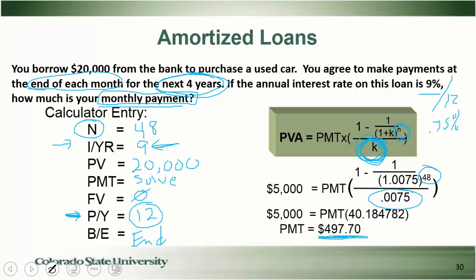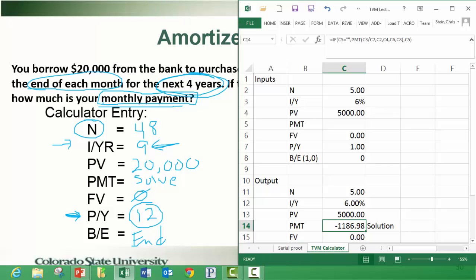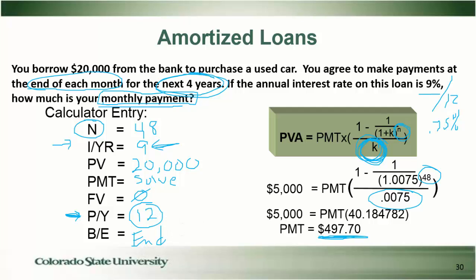So on the calculator, how are we going to do this? Well, very straightforward. We should be pretty practiced at this now. My N is 48. My interest per year is 9. They're giving me 20,000. But my periods per year, and as I stop right here, if I were making annual payments, that's how many annual payments I'd have to make over 48 years. Now, that would be a very bizarre situation. I need to change this to 12. And lo and behold, there's my 497.70, which matches what I get from the equation, which is correct.